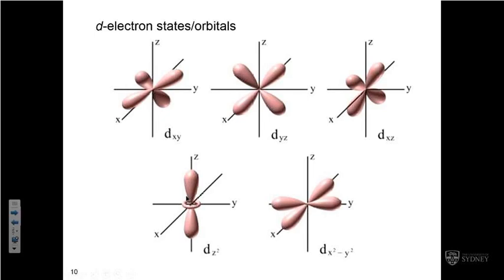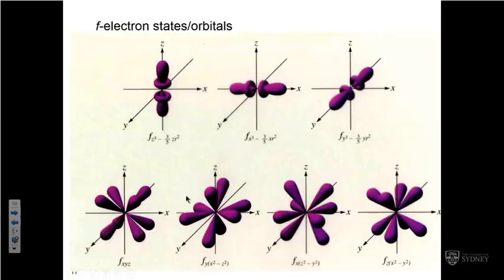For the f orbitals, or the f states, this is what they look like. They exhibit more different lobes, and they are quite complicated in structure. So this is what the electrons are doing. This is where they are living in these orbitals here.